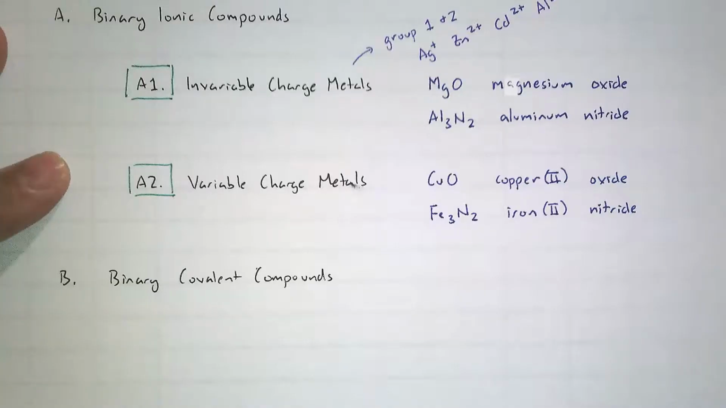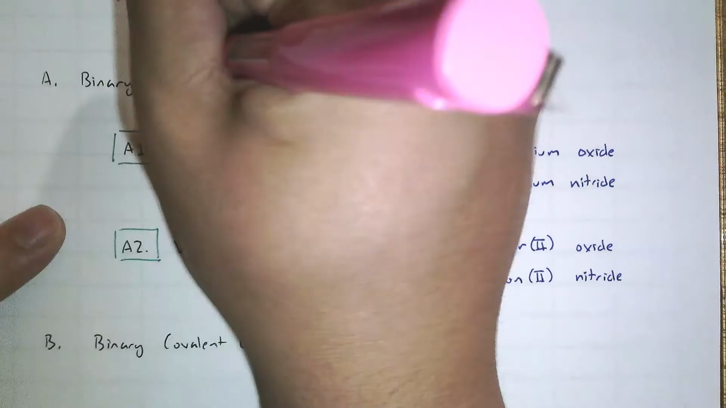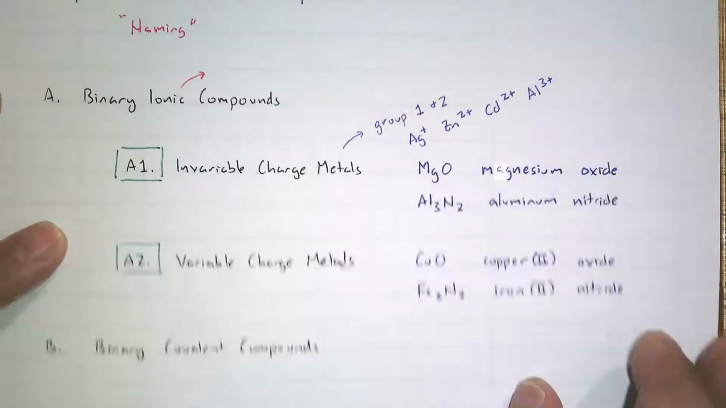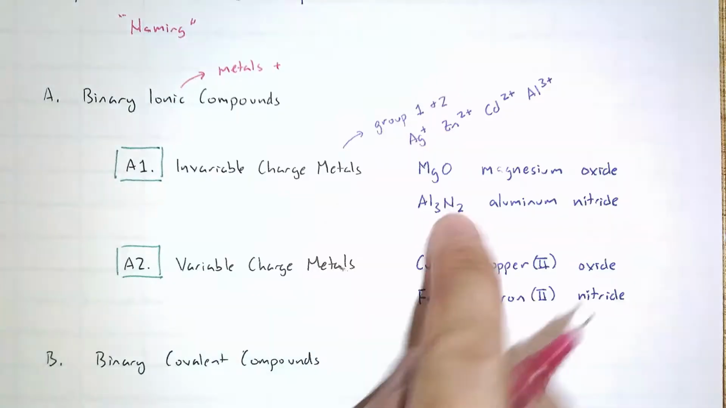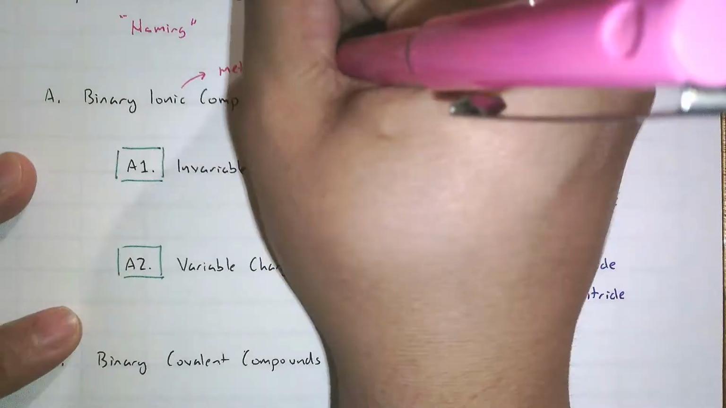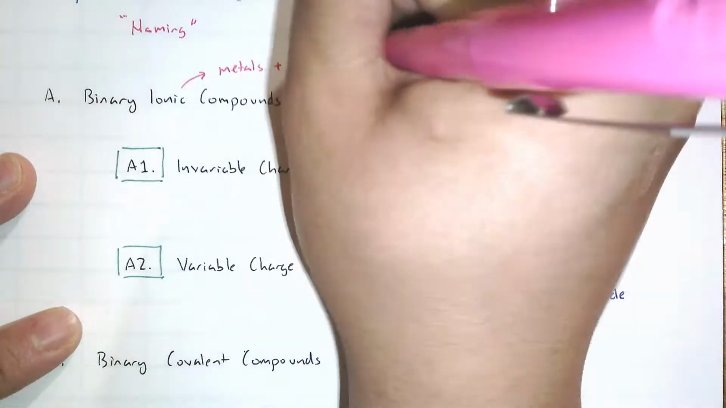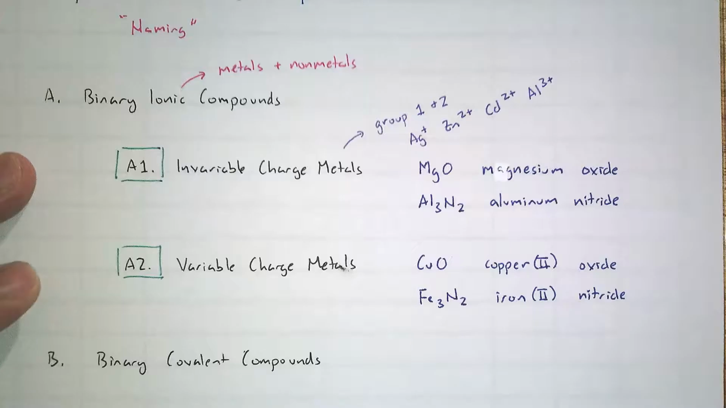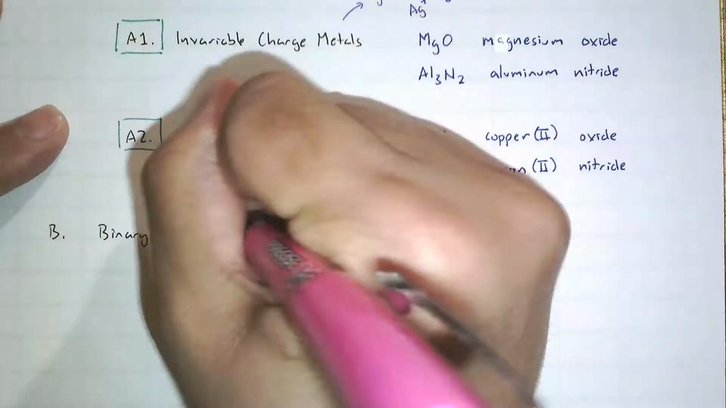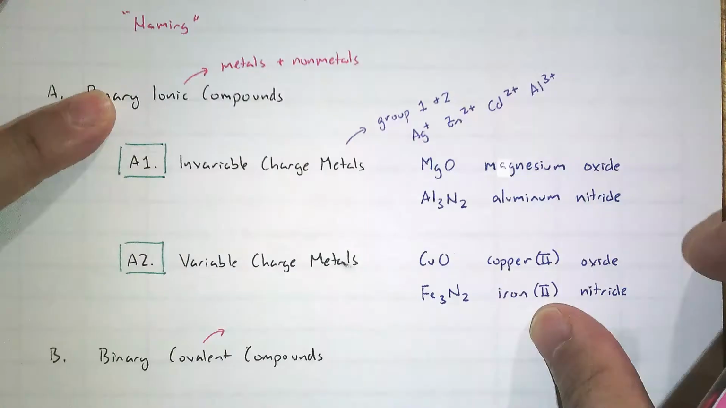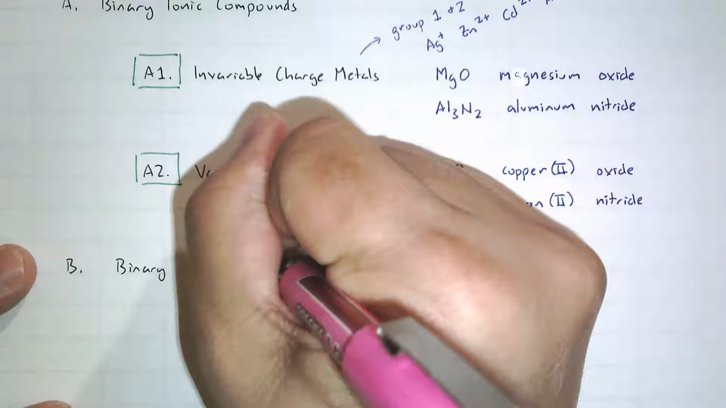By the way, ionic, look at our examples. Ionic compounds are those between metals plus, in this case, nonmetals. We'll see, actually, category C will also be ionic, but we'll get to that after category B, binary covalent compounds. I wanted to discuss ionic compounds as metals plus nonmetals because covalents are only going to be nonmetals.